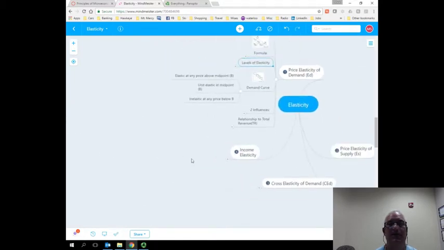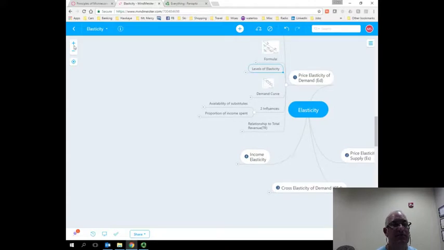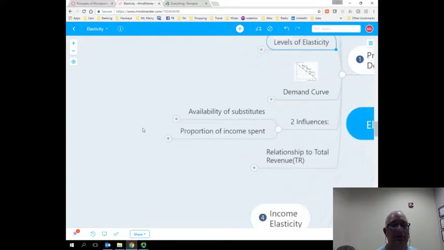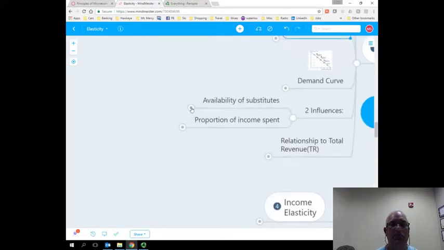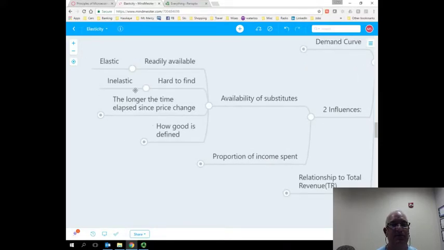As far as things that affect the price elasticity of demand, we've got two main influences here: the availability of substitutes and the proportion of income spent. First, we'll look at the availability of substitutes. If there are a lot of substitutes available, you're more likely to be elastic. If it's hard to find, rare, it'd be more inelastic.